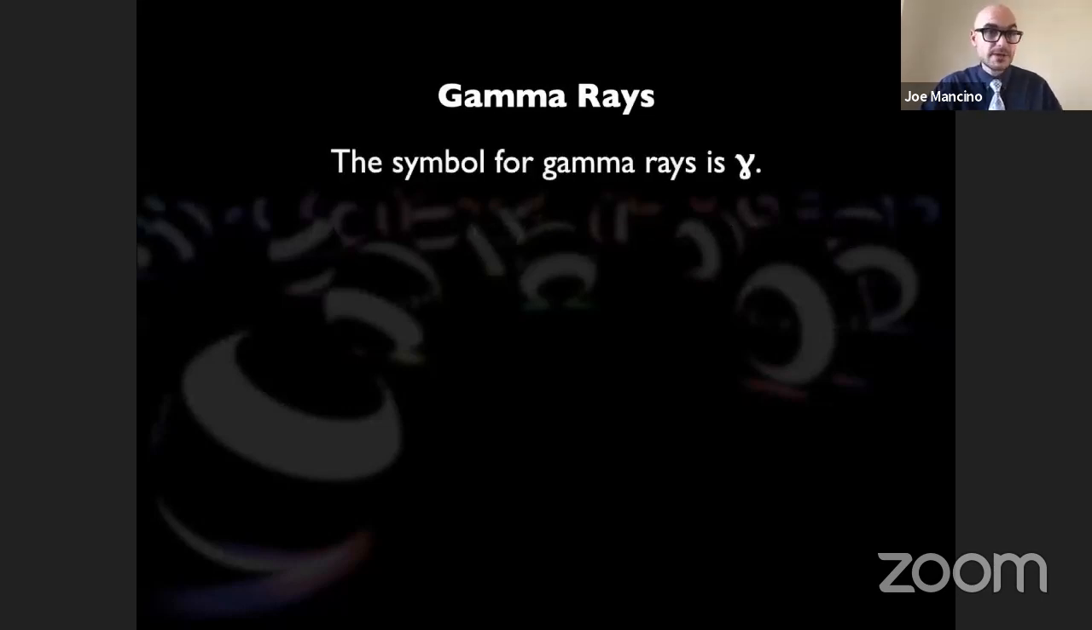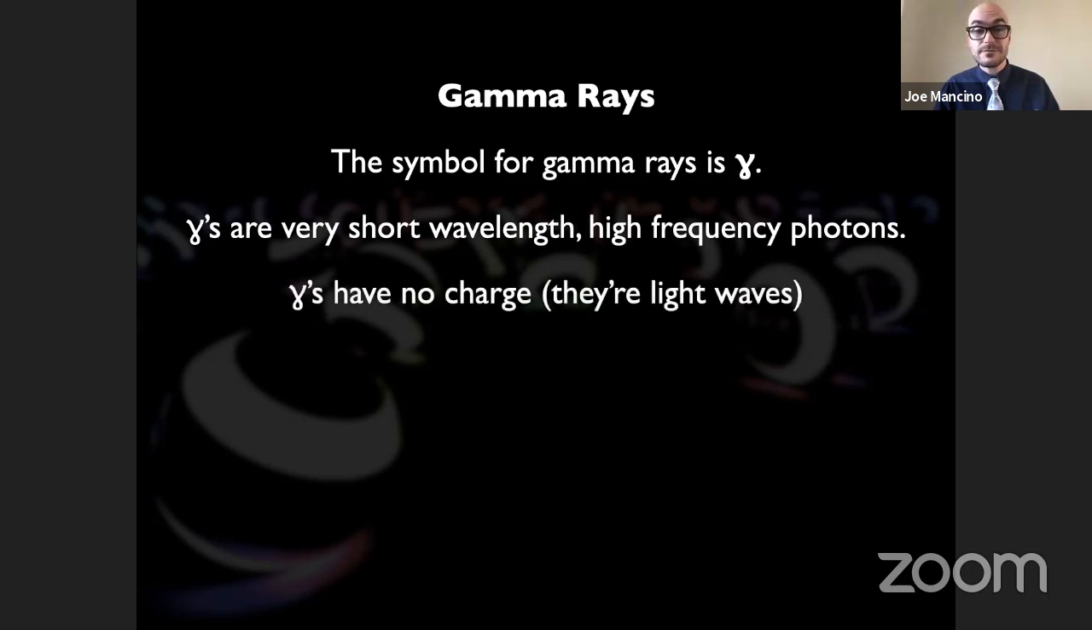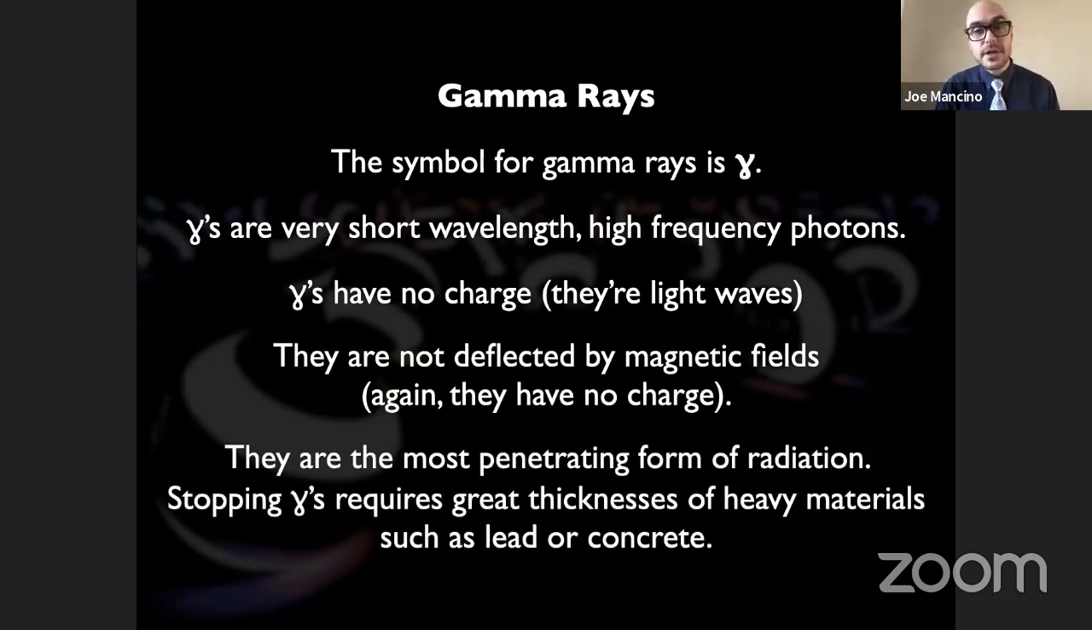Gamma rays are different. The symbol for a gamma ray is the Greek letter gamma. Gammas, they're just high energy light. They have a very short wavelength, high energy photons. Gamma rays have no charge. They're light waves, those aren't charged. They're not deflected by a magnetic field. Again, they have no charge. But gamma rays are the most penetrating form of radiation. Stopping a gamma ray requires a lot of heavy material, like a lot of lead or a lot of concrete.